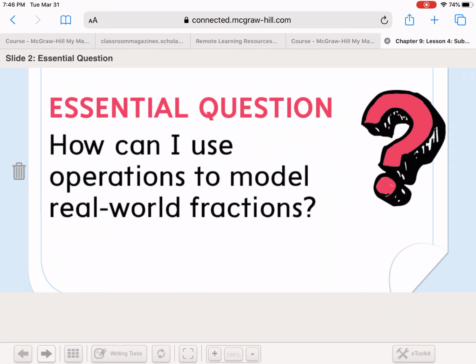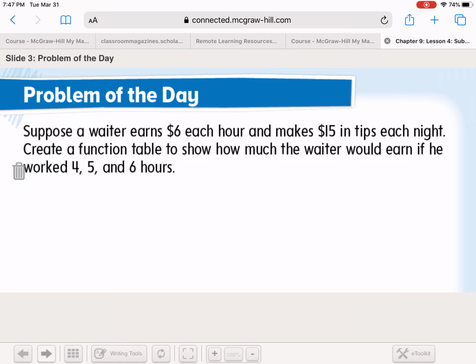Essential question: how can I use operations to model real world fractions? Okay. Suppose a waiter earns $6 an hour and makes $15 in tips each night. Create a function table to show how much the waiter would earn if he worked 4, 5, and 6 hours.